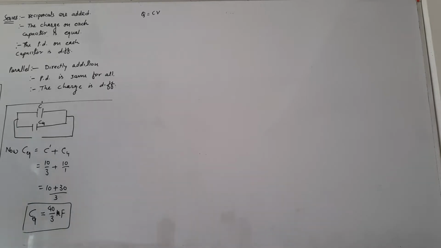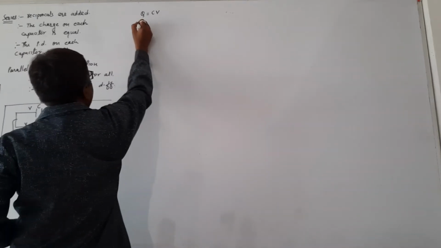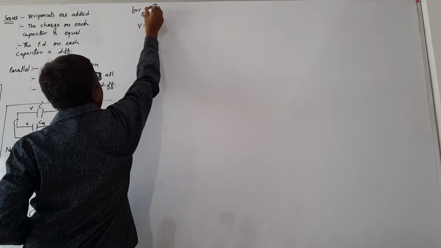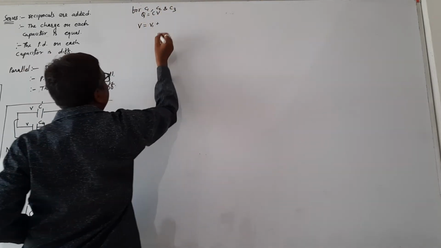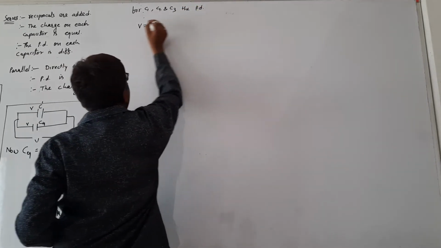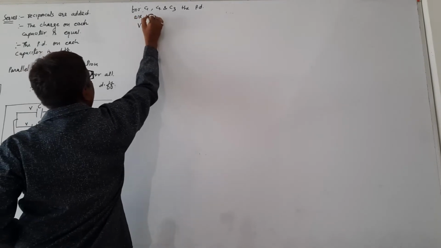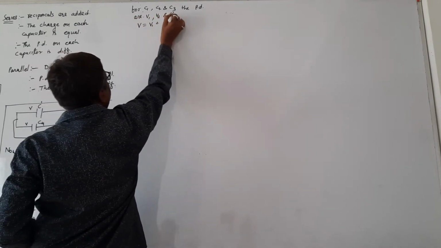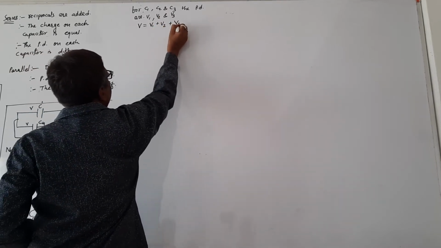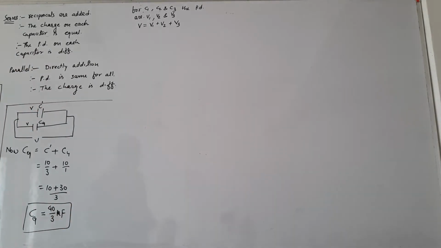That means both have the same potential difference as here. So you can write V is equal to V1 for C1, C2 and C3. The potential differences are V1, V2 and V3. That means V is V1 plus V2 plus V3. You know this. Okay.